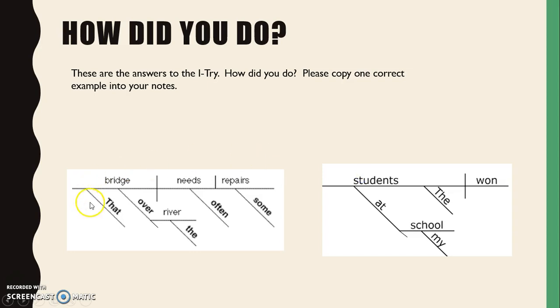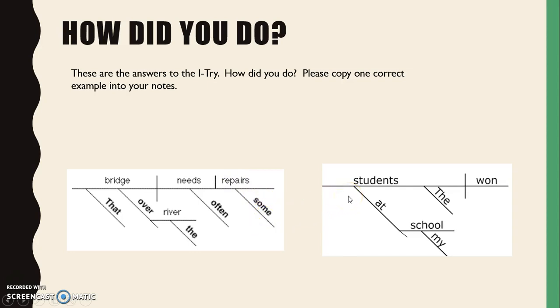All right, this is what it should look like. The bridge over the river. Now notice that over the river modifies bridge. Over is your preposition. River is your object of the preposition. The modifies river. Often is your adverb modifying needs. Some repairs, some modifies repairs.